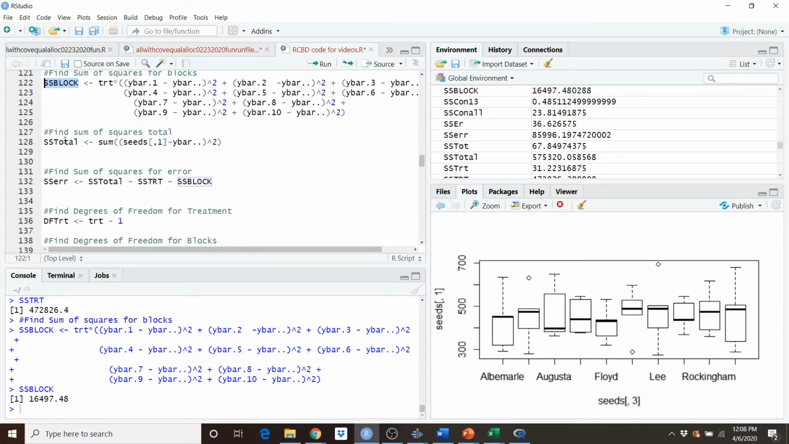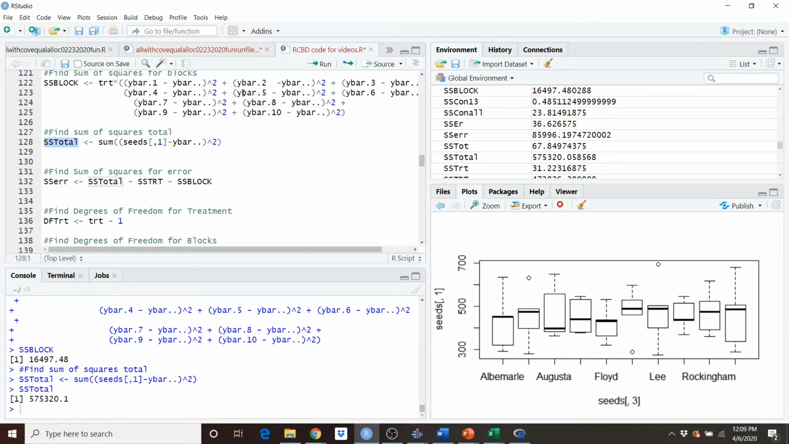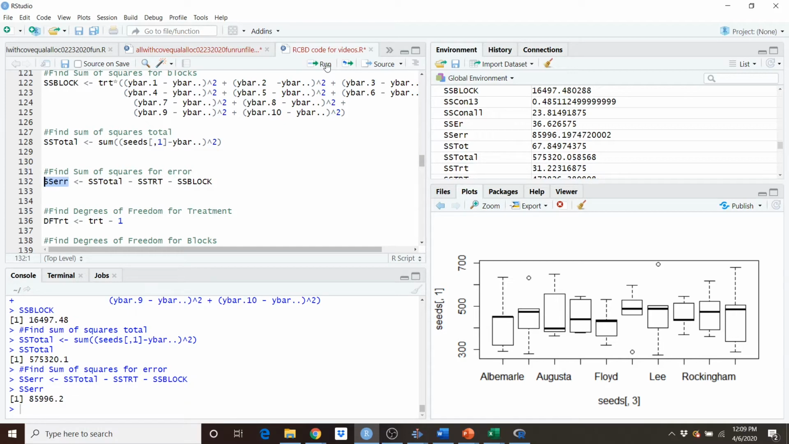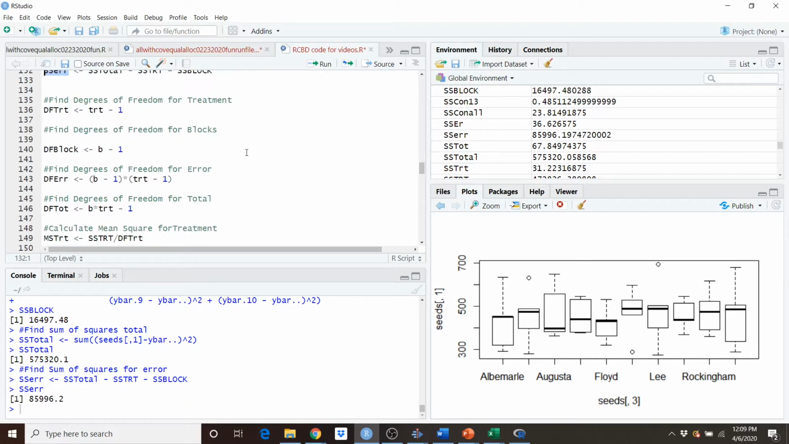Now I need to find sum of squares total. Well, this is easy. Sum of squares total is just the sum of the yij's minus the overall mean quantity squared. And so when I run this, my sum of squares total I find to be 575,320.1. And now all that's left is to find the sum of squares error. Well, recall, sum of squares total is sum of squares treatment plus sum of squares block plus sum of squares error. And so sum of squares error then is just going to be sum of squares total minus sum of squares treatment minus sum of squares block. And we'll run our sum of squares error, 85,996.2.